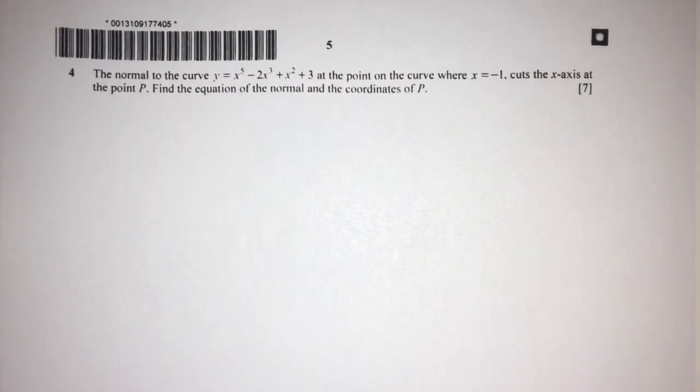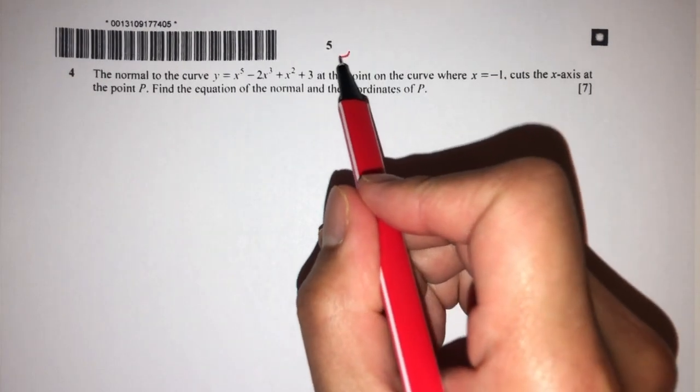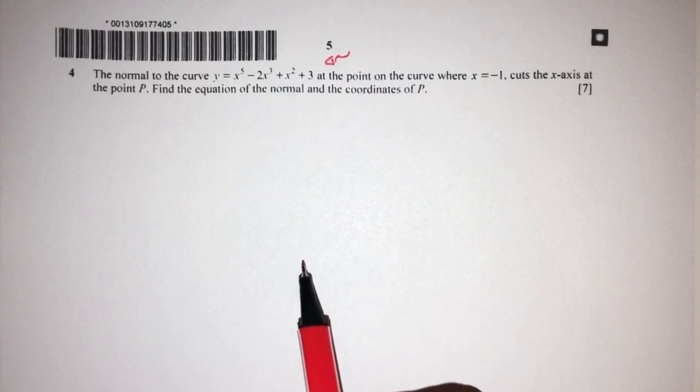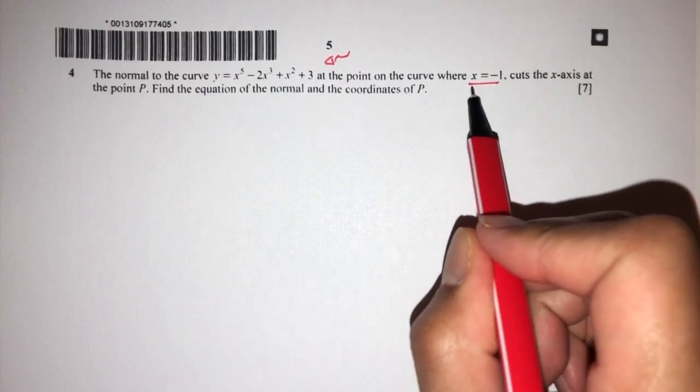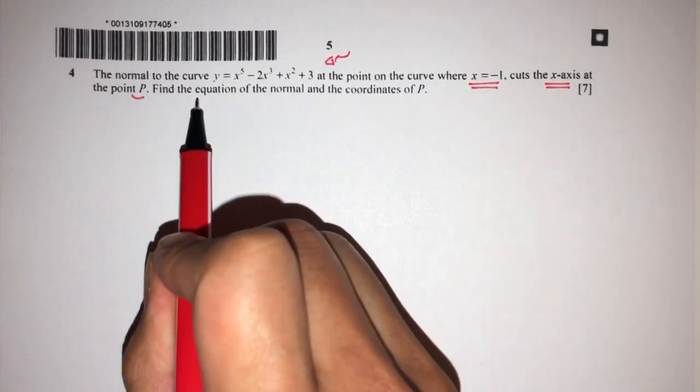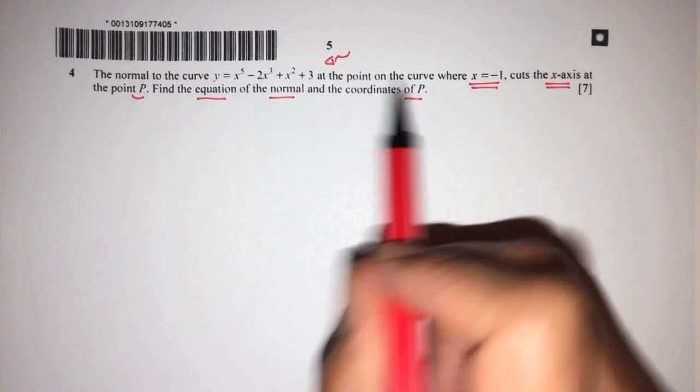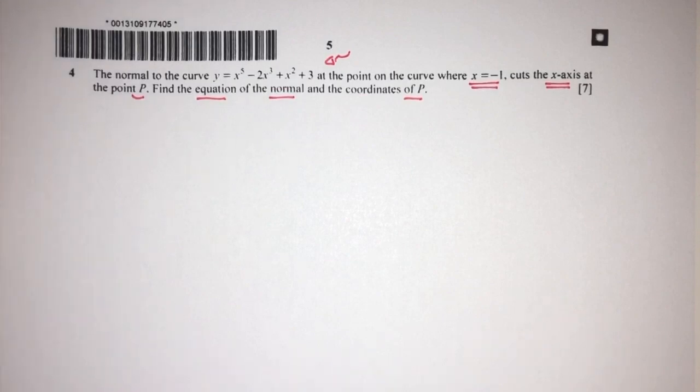So the normal to the curve. So here we have a curve of y. Good. At the point of curve, so at this point, cuts the x-axis at the point P. So we have to find the equation of the normal and the point P. So pretty easy. So in these cases, sometimes, let's draw something so we understand what's happening.